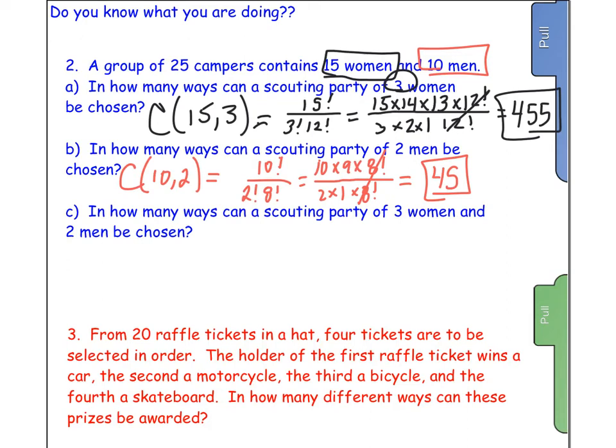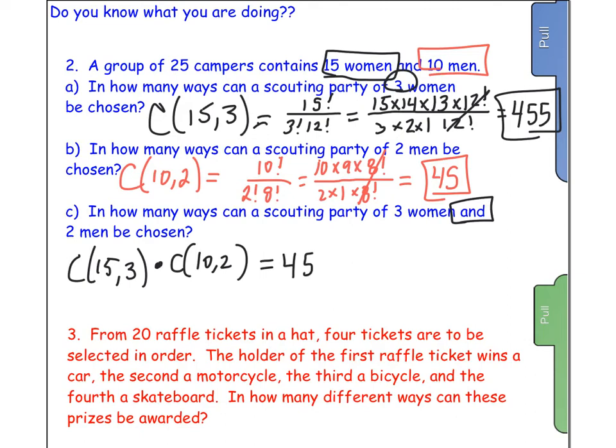Now in part C, it asks, in how many ways can a scouting party of 3 women and 2 men be chosen? So what we need to do is take the answer from part A and multiply it by the answer we got in part B. Now why are we multiplying? Because that's what the fundamental counting principle tells us to do.